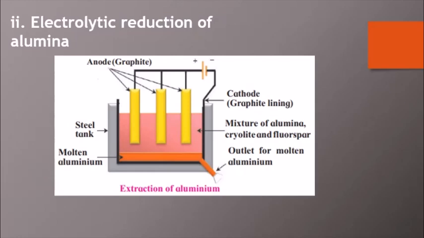Now this method of electrolysis of a molten mixture of alumina is done in a steel tank. So we have to make a steel tank here. As the melting point is very high, to lower the melting point we add cryolite and fluorspar, so that the melting point can be lowered up to 1000 degrees Celsius.